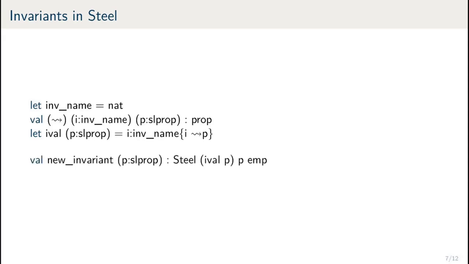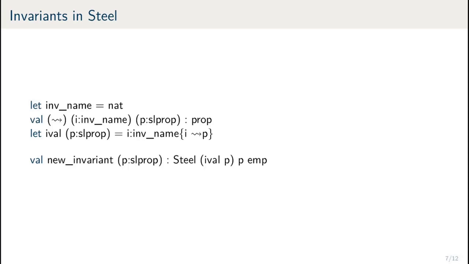Now, to dynamically allocate invariants in Steel, we provide this function new invariant, which takes as an argument a separation logic assertion P. This function has the computation type Steel, which reflects the computation that we encoded as action trees. You can see here that the indices of the Steel effect correspond to the indices of our action trees. The first index is the type returned by the computation, which is here an invariant associated to P. And it has as a precondition that initially we need ownership, we need the validity of the separation logic assertion P. After execution of the function and creation of the invariant, we do not have access to this resource anymore. It has been successfully locked away behind the invariant.